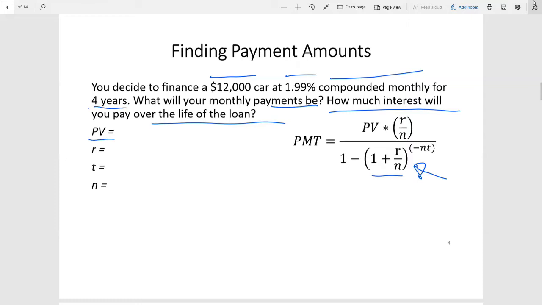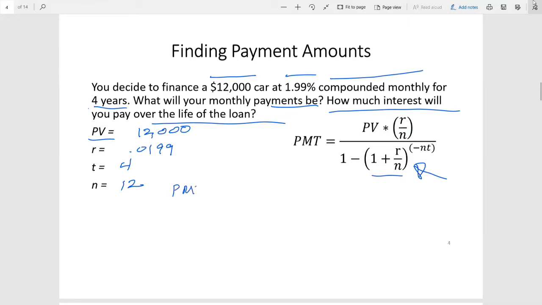The principal value is going to be $12,000, and your rate is going to be 0.0199. You're going to have a period of 4 years, and you're going to make 12 payments per year. So now let's plug into this formula.